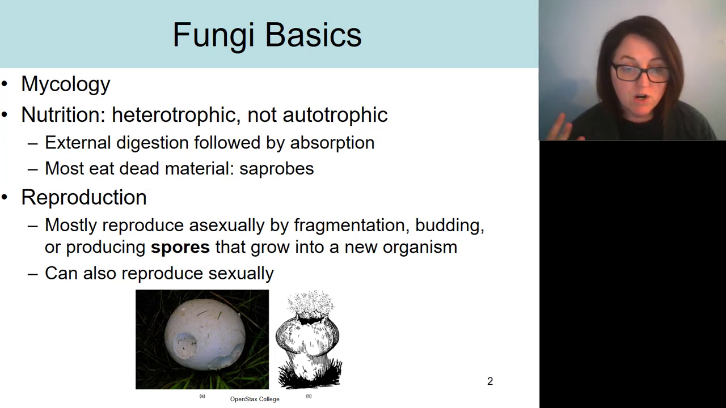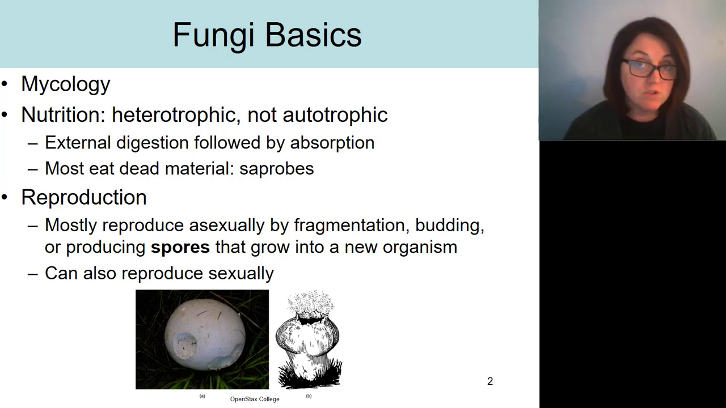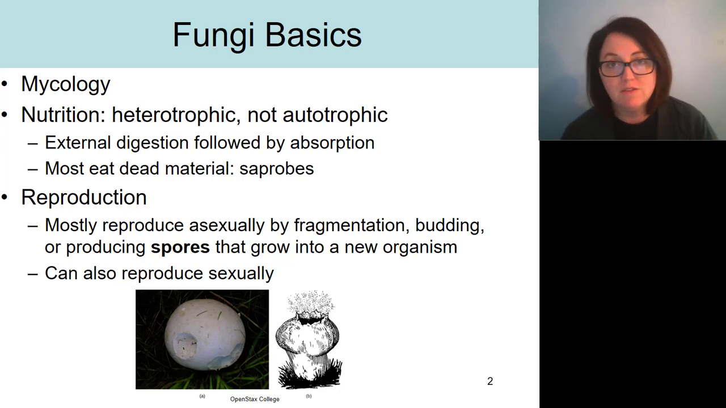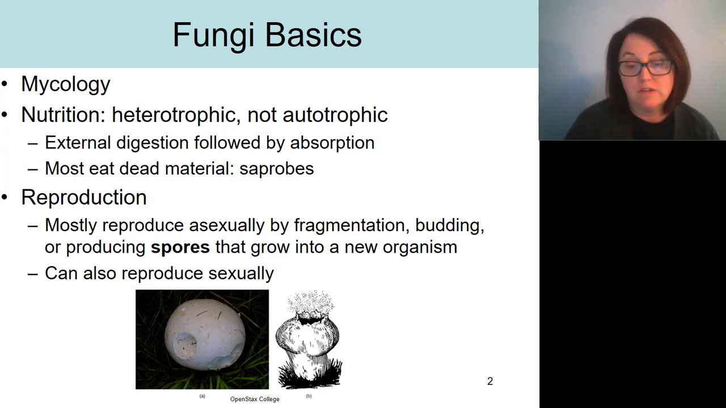Spores are haploid cells that grow into new individuals, and it is considered asexual reproduction. These asexual spores are all genetically identical to the parent, which is why it's considered asexual. Because remember, with sexual reproduction, you get that genetic diversity. With asexual reproduction, everything is identical.